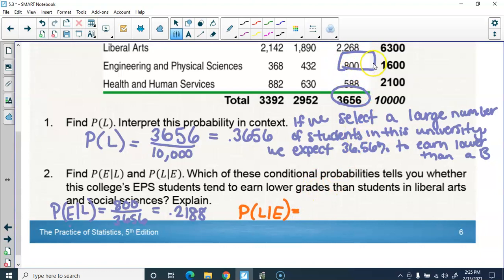And then similarly, we're going to do the other direction, the probability of L given E. We still use 800 because that's where the L and the E intersect, but we divide by the other total. This time we're dividing by the total of engineering and physical sciences, 1600, which gives 0.5.